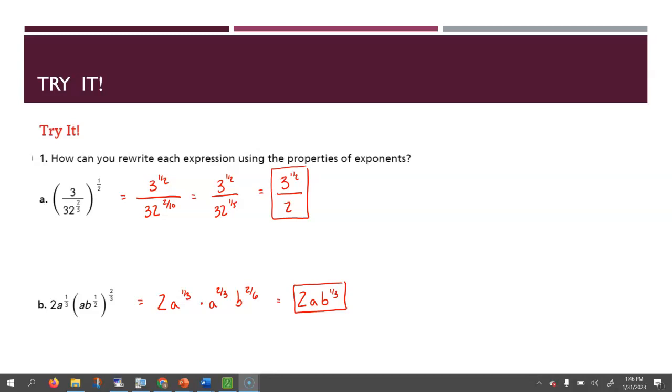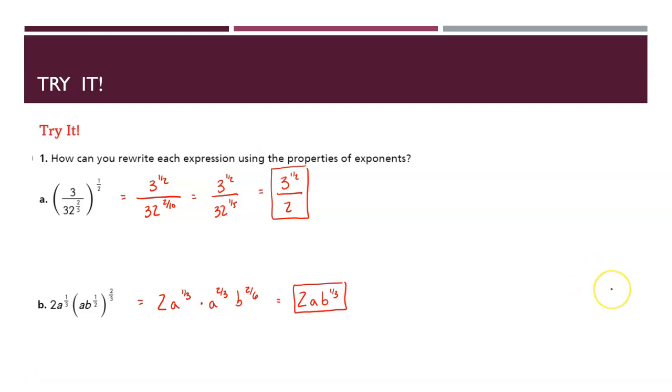So in the first one, in the numerator, we would apply this exponent to everything inside the parentheses. So we'd have 3 to the 1/2 power. Now 2/5 times 1/2 would be 2/10. Now 2/10 reduces to 1/5. So that's what I did in that second fraction. And then 3 to the 1/2 power.